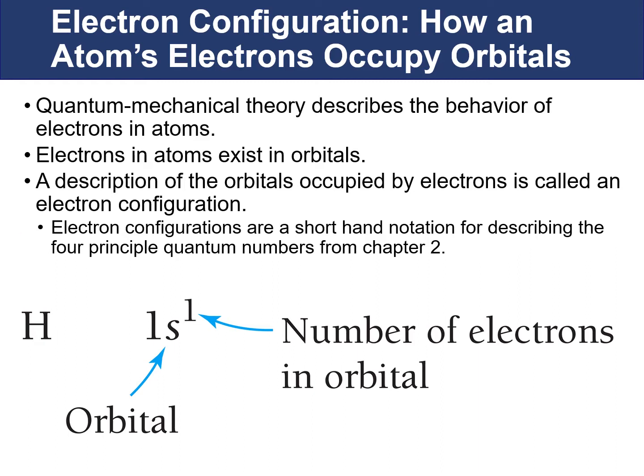The electron configuration here for our hydrogen atom says 1s1. This first value here is our N quantum number. The next value that's reported here is our L quantum number. And then this final value that comes as a superscript after our L quantum number is a combination of the M sub L and the M sub S.